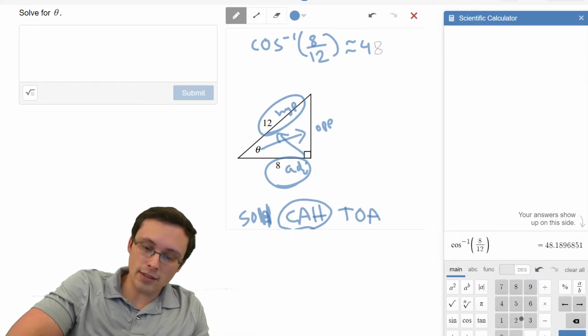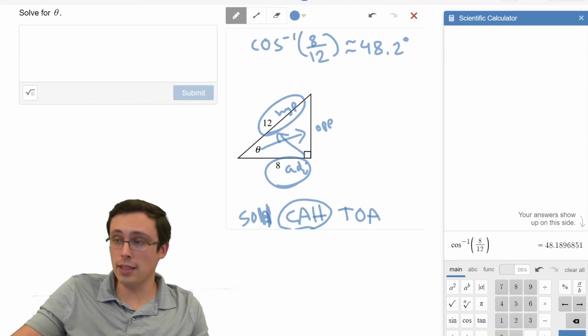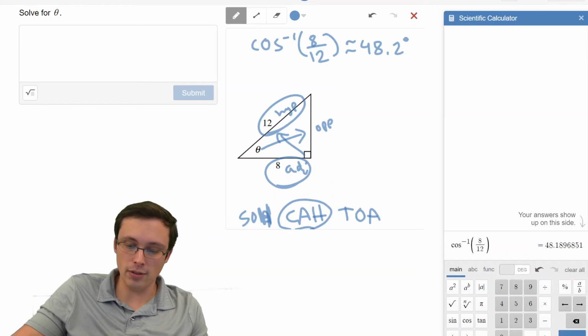Again, I didn't give you guys instructions on exactly how far to round, but always use at least one decimal place. And that is degrees. Remember, we were finding angles. All right, let's move along.